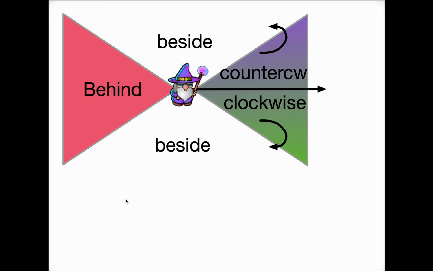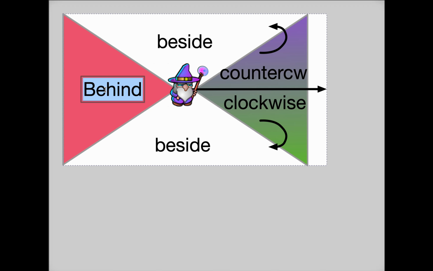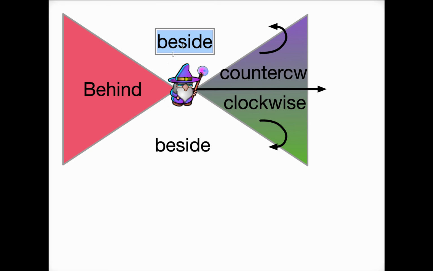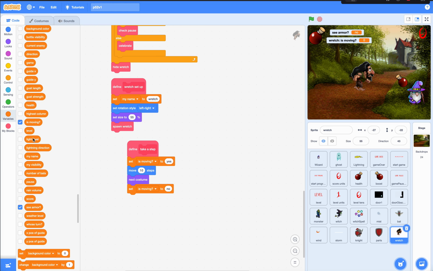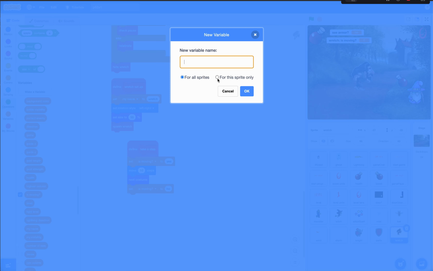To control this, we're going to create a variable, and it's going to have one of 4 values. Either the value is behind, which means that the wretch is behind the wizard, or clockwise, which means the wretch is situated on one side of the line of sight, and it's to his advantage to turn clockwise. Or counter CW, which is short for counterclockwise, which means he's on the other side of the line and the advantage is to turn counterclockwise. Or beside, which means that he's in none of these positions and he doesn't really need to do anything. So let's begin by creating that variable. Make a variable for this sprite only, and we'll call it location.